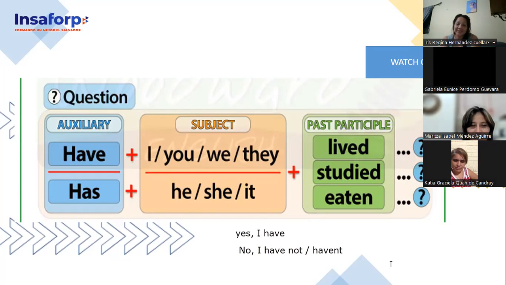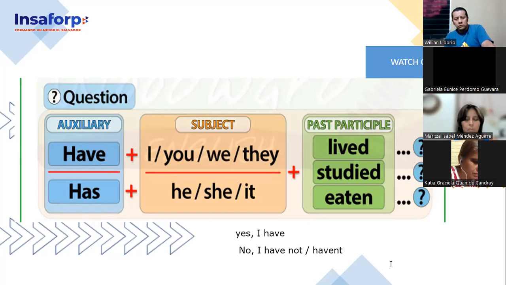No, I haven't, teacher. You see? No, I haven't. So that's the short way. I mean, sometimes you are going to use long answers, but most of the time, people are going to prefer if you only say, yes, I have, no, I haven't, or no, I have not. I'm not saying that it's not correct if you answer the long way. That will be up to you, actually. But it's easier for you if you only use the contracted or the shorter form, okay?